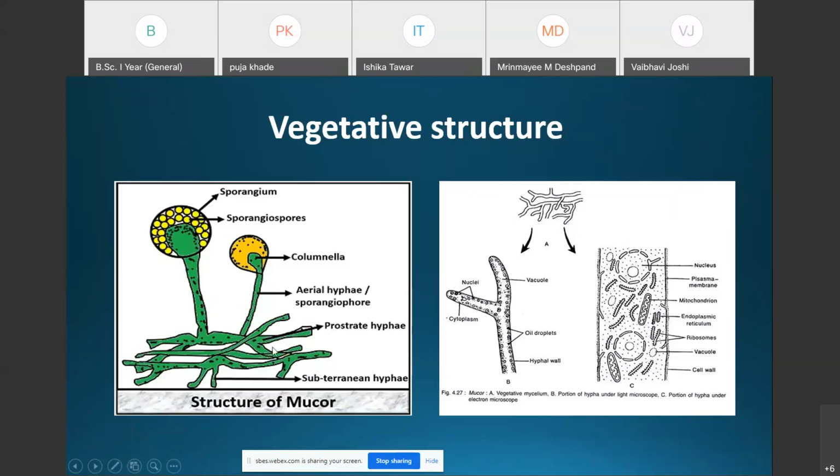Okay, the young hyphae are without any septa, that is, they do not have any partition wall, but when they become older, there is a formation of septa or partition walls in the hyphae. When they mature, the septa or partition walls can be observed in the hyphae.